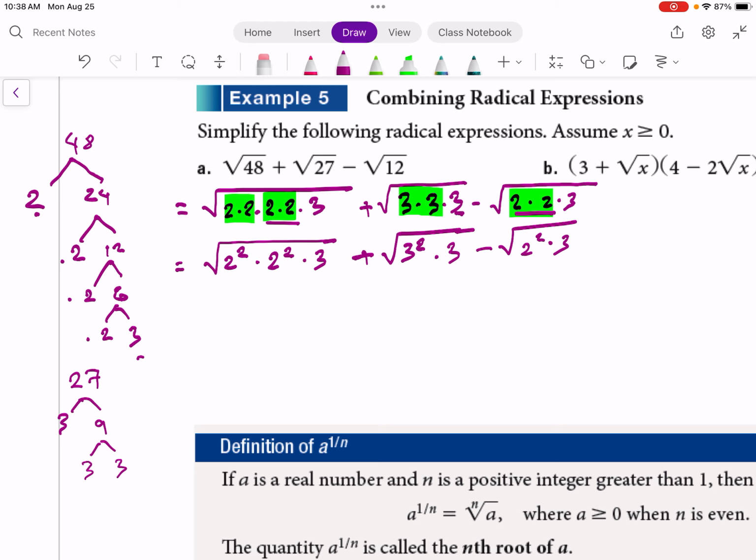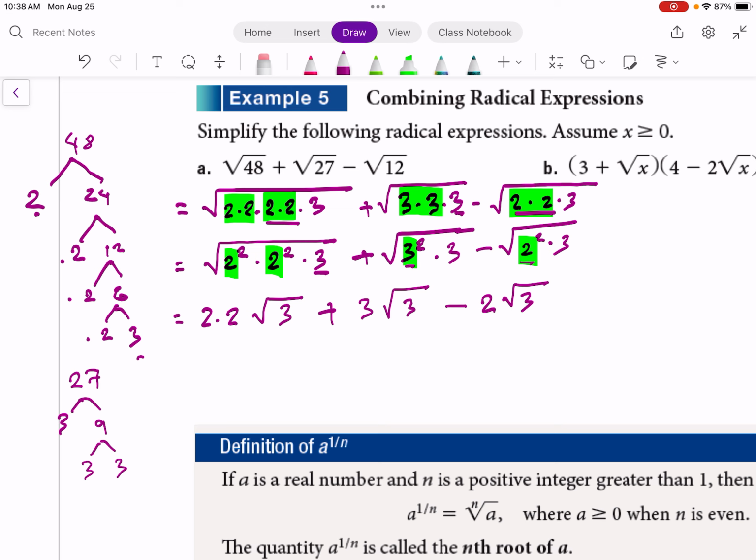Now you take out every number that has an exponent 2. This has an exponent 2, so it comes outside. It has exponent 2, it comes outside. So we have 2 times 2 square root of what is left, 3, plus, these 3 come outside, square root of 3, minus, these 2 come outside, square root of 3. So this is the key step here. Any question up to here?